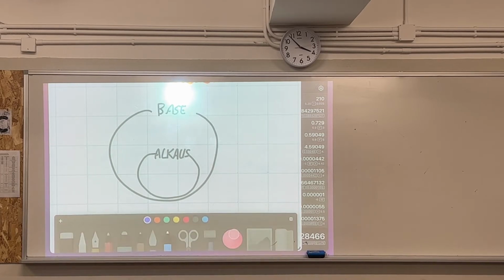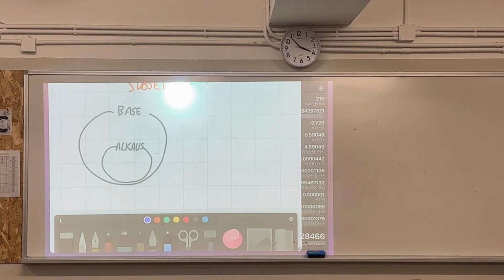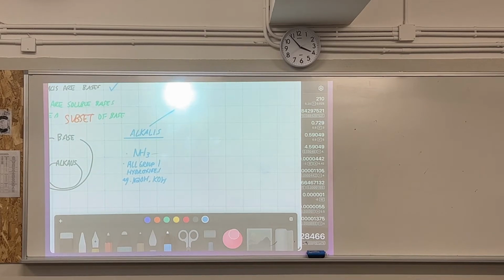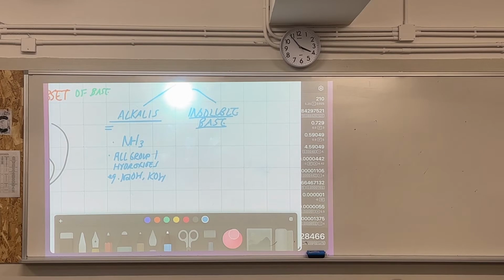Examples of alkali include, does anyone remember? What are some examples of alkali? Ammonia, and then there's all group 1 hydroxides. Okay, so all group 1 hydroxides like NaOH, KOH, these are alkalis. Yeah. Something that are not alkali are known as the insoluble base. Okay, so you can see that insoluble base and alkali, they both live under the same roof. The roof being base. Yeah, the term base encompasses alkalis and insoluble bases.